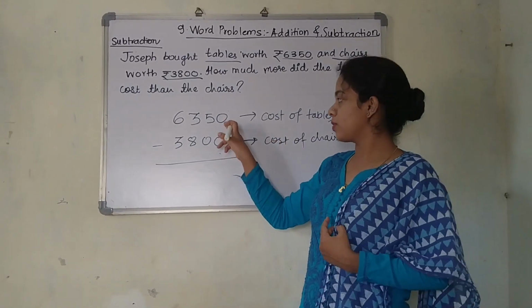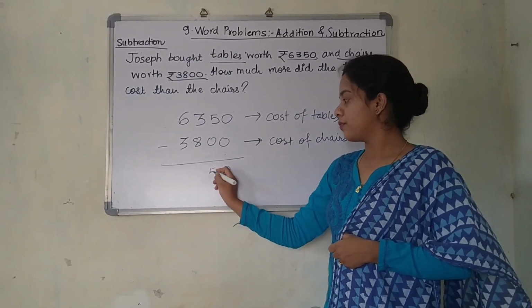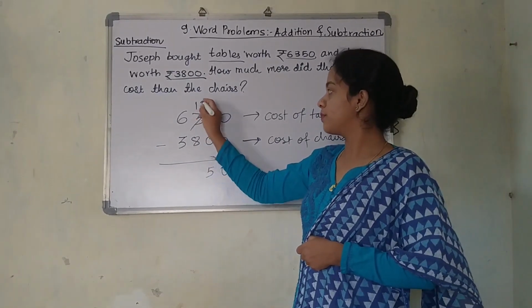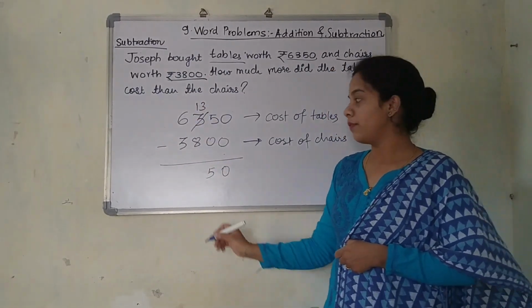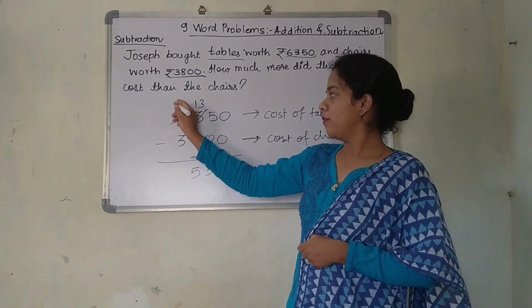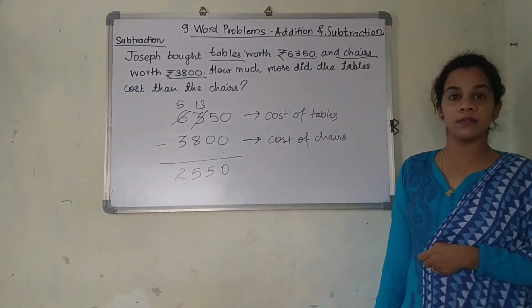So we are going to do the subtraction. 0 minus 0 is 0. 5 minus 0 is 5. 3 minus 8, is it possible? Not possible. So what will we do? It is 13 minus 8, that will be 5. And we have already taken, so we should give over here, that is 5 minus 3 is 2. So the answer is 2,550.